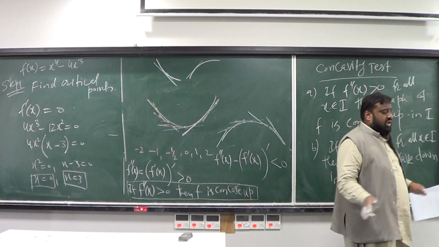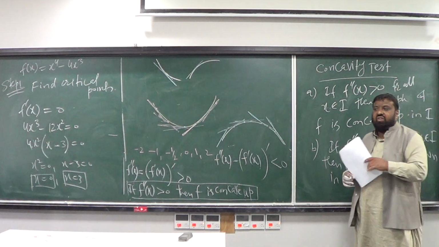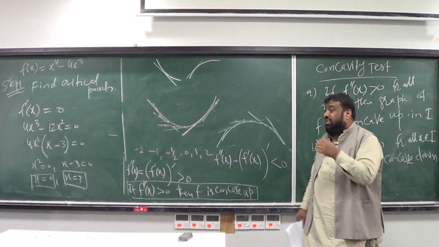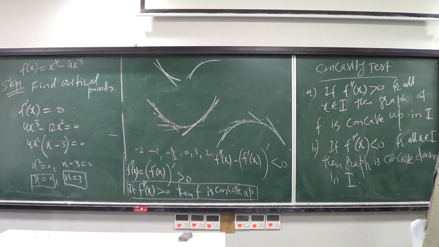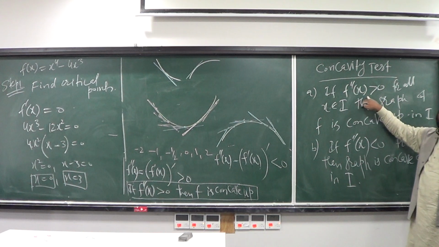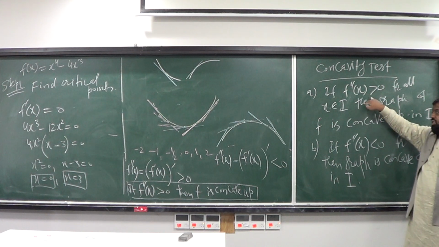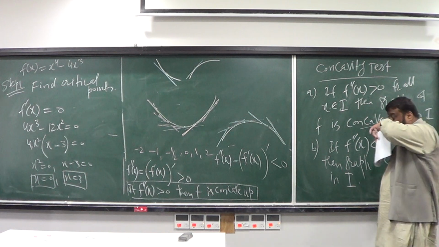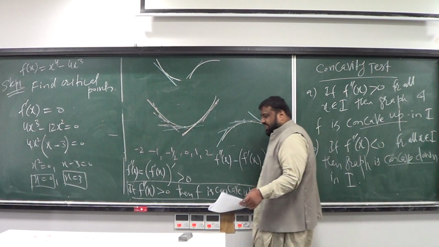You want to know whether in a given interval a function has a graph that is concave up or concave down. Just check the sign of the second order derivative in that interval. If it is positive, you are talking about a concave up curve. If it is negative, you are talking about a concave down curve.